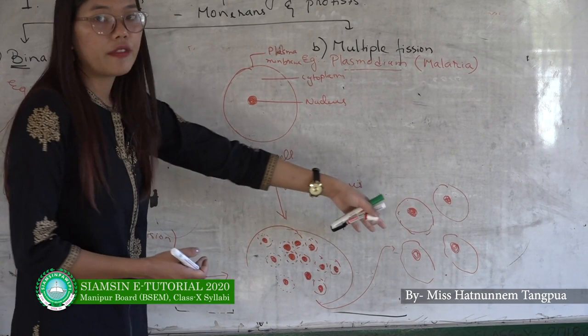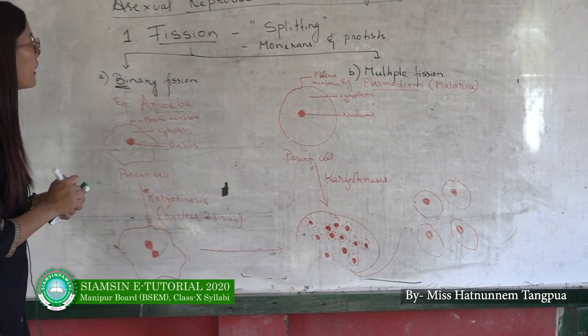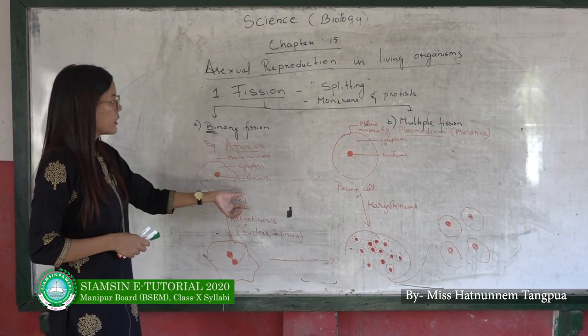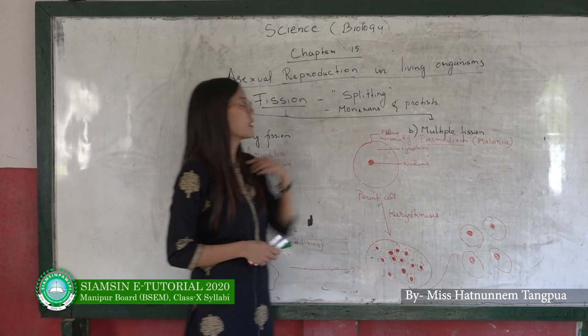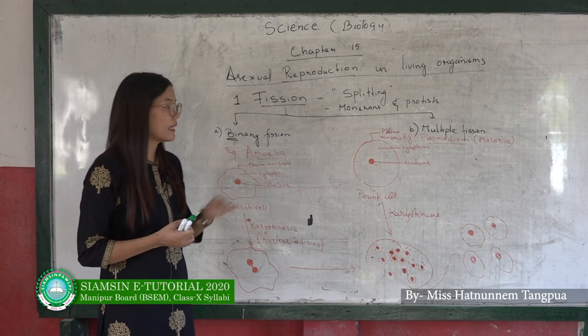This process is known as multiple fission. Fission is a type of asexual reproduction in which a single parent undergoes divisions to form two daughter cells in case of binary fission and many daughter cells in case of multiple fission. This process is seen only in unicellular organisms, organisms which contain only one cell.